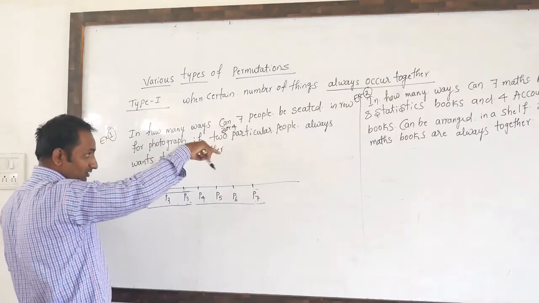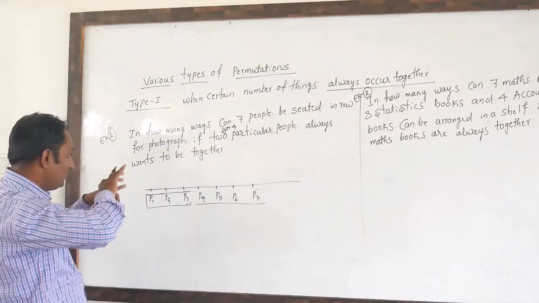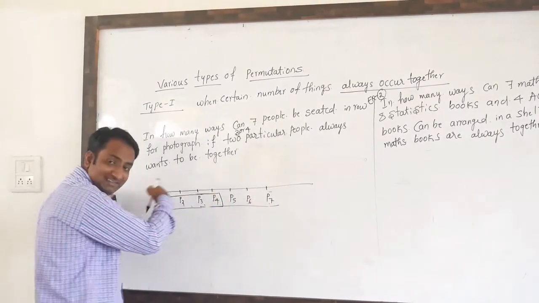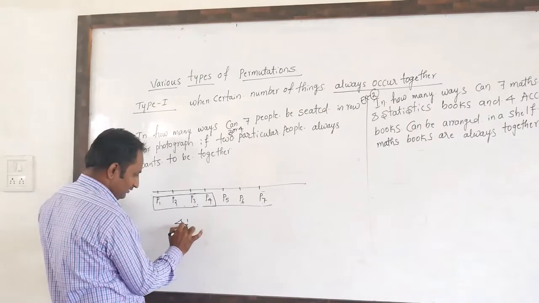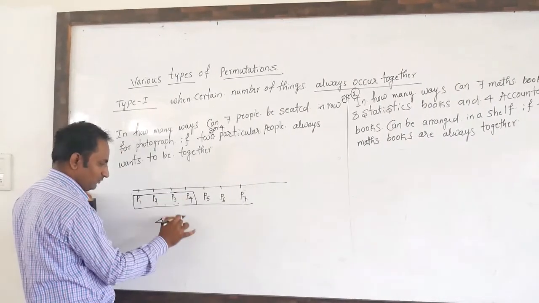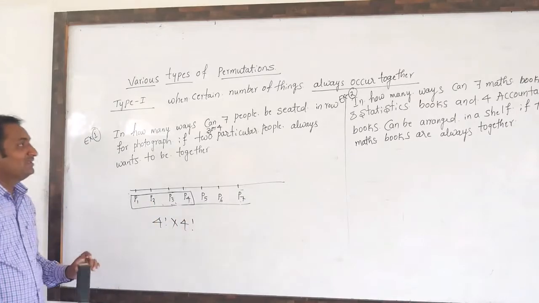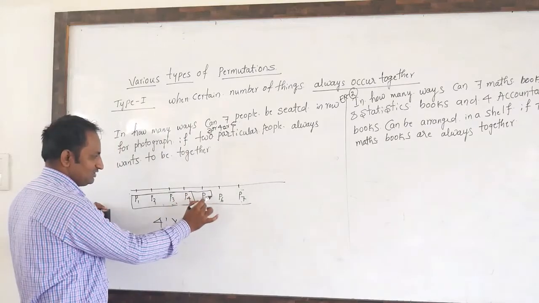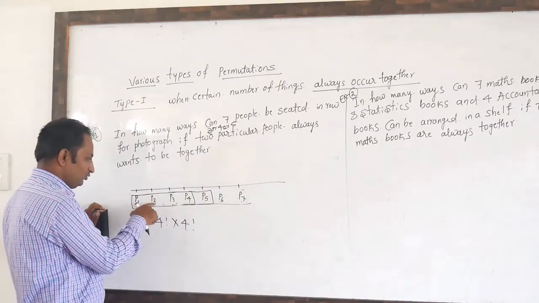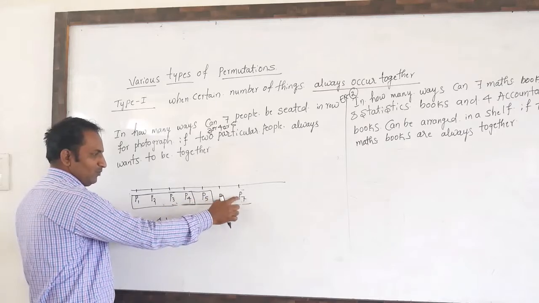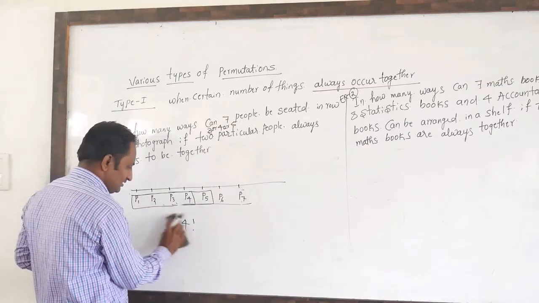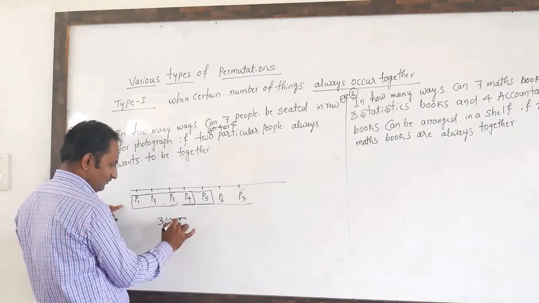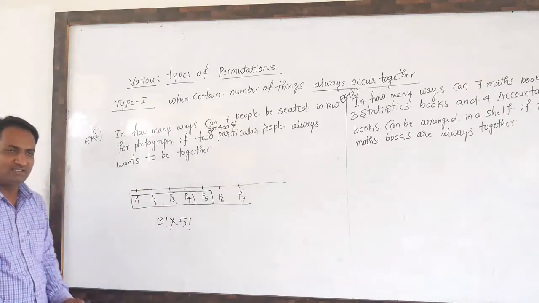Suppose 4 particular people always want to be together. Here 1, 2, 3, then 4 factorial into 4 factorial. Suppose 5 people want to be together. Here this is extended to 5: 1, 2, 3, 4, 5. Here this is 3 factorial into 5 factorial. I think this is clear.